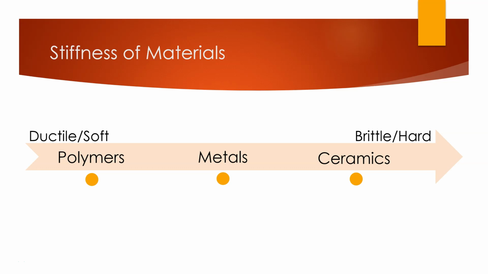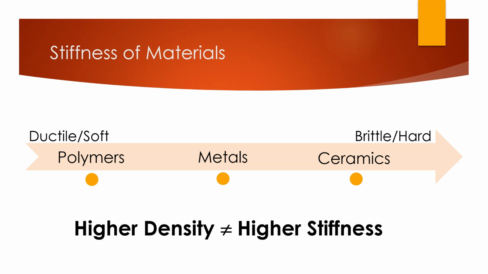We can look at the three major material groups on the spectrum of soft to hard or ductile to brittle. Ductile means the material deforms under load easily, and brittle means the material does not deform under load easily and will most likely fail due to fracture. Polymers are most ductile, ceramics are most brittle, and metals are somewhere in the middle. From our materials lab this week, we saw that material density, a physical property, does not correlate with stiffness of the material.